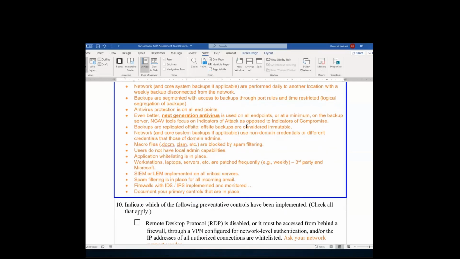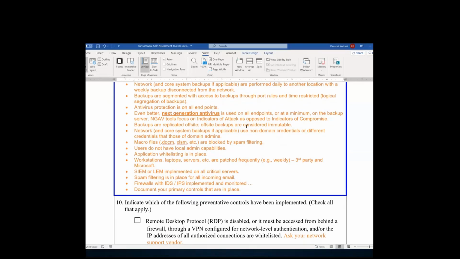And then antivirus protection is on all endpoints, and even better, Next Generation Antivirus Solution is used on all endpoints, or at a minimum on the backup server. So Next Generation Antivirus Solutions, so at SecureGuard, we use CrowdStrike, focus on what they generally refer to as indicators of attack versus indicators of compromise.